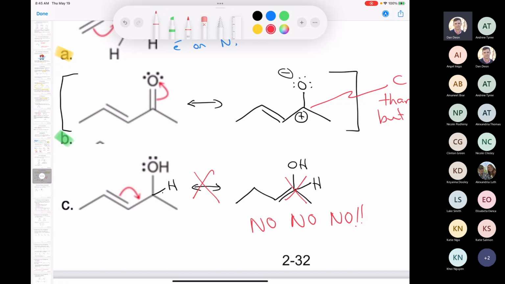So this is what Beyonce was singing about, was that you cannot exceed an octet of electrons around a carbon.